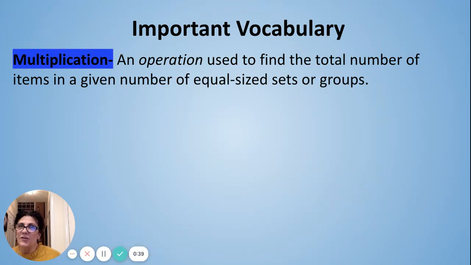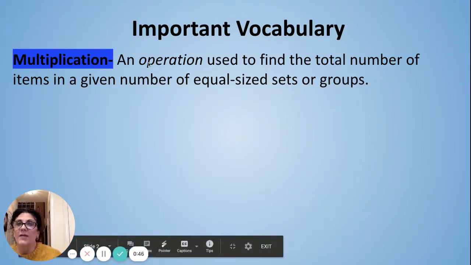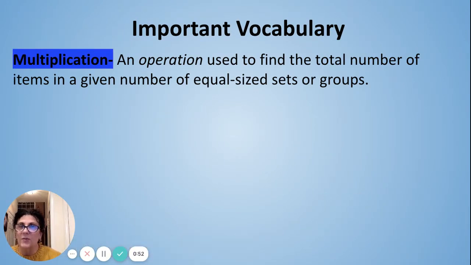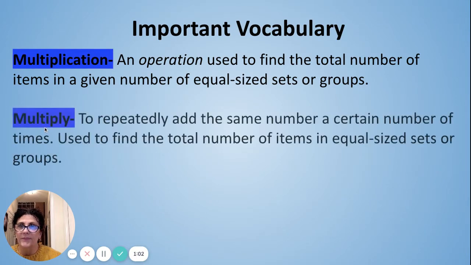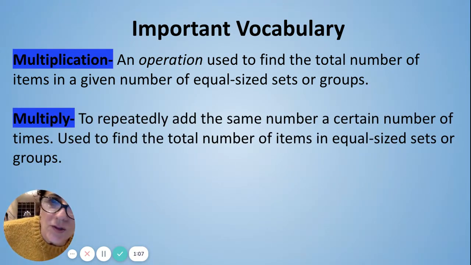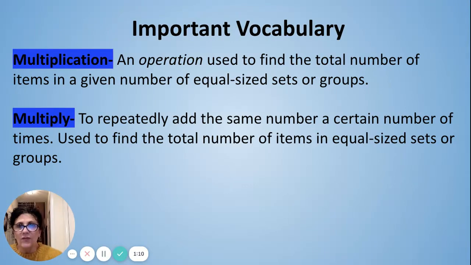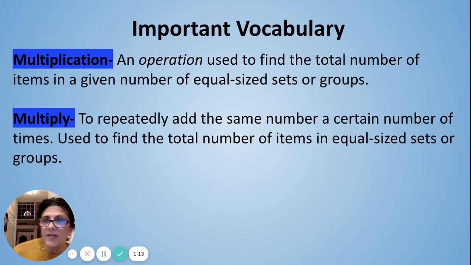Multiplication is an operation used to find the total number of items in a given number of equal size sets or groups. Now, I have the word operation in italics here, because when we're talking about operations in mathematics, we mean multiplication, division, addition, and subtraction. In this case, we're focusing on multiplication. When you multiply, that means to repeatedly add the same number a certain number of times, and it's used to find the total number of items in equal size sets or groups. And that is really important.